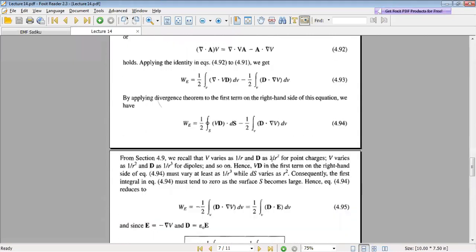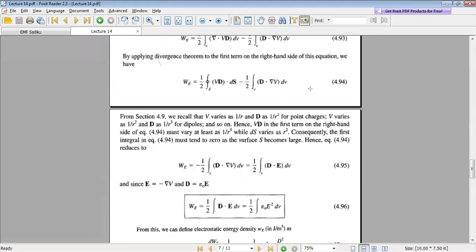Similarly, we assume that this is the first equation and this is the second equation. In this equation, we recall that V varies as 1 by r and D as 1 by r square. What does that mean? Because V equals q by 4 pi epsilon naught r, it varies as 1 by r, and D equals q by 4 pi epsilon naught r square, so it varies as 1 by r square. For dipoles, V varies as 1 by r square and D as 1 by r cube.